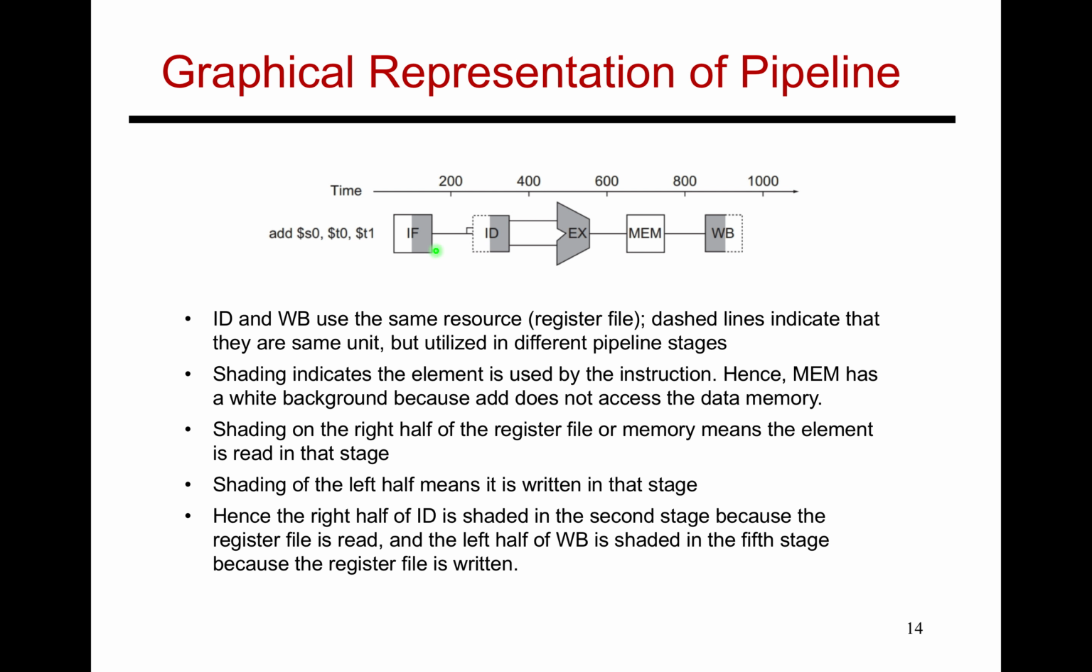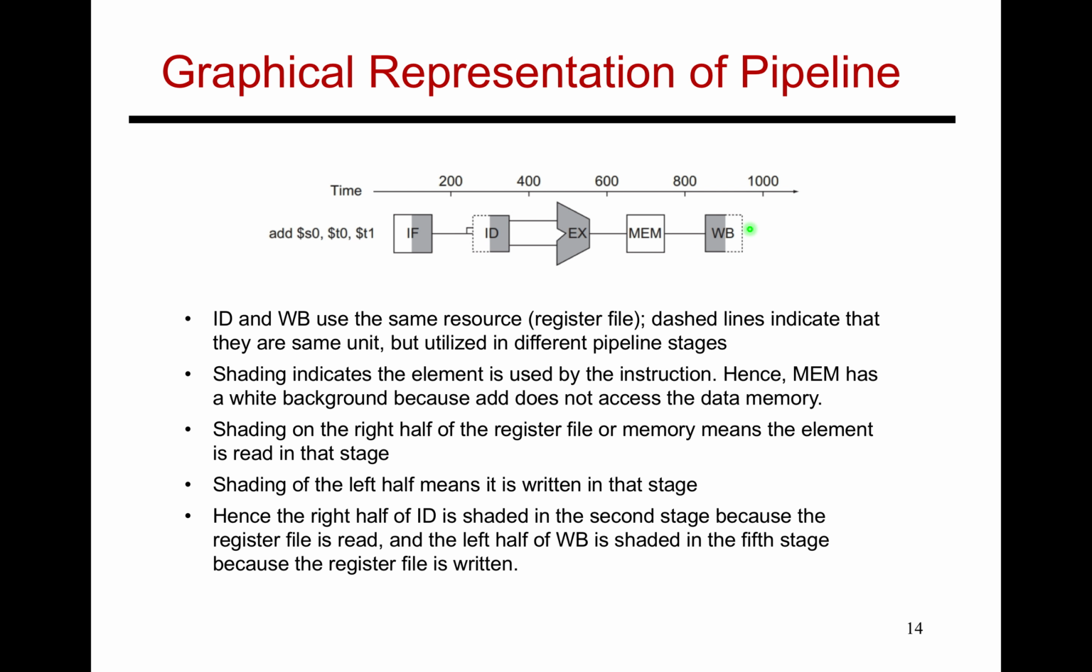Another bit of a weird convention is these dashed lines that you see here, this one for write back and also for the ID stage. The reason is that these two are actually the same unit. The register banks, the register file, you either read from them or you write into them. But because we are reading and writing at different stages, we are taking the same unit and showing half of it here and the other half of it here.